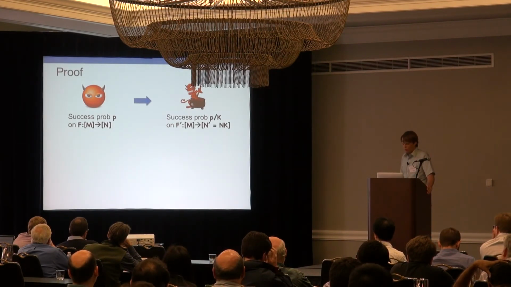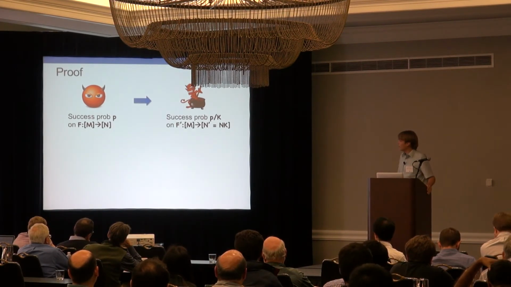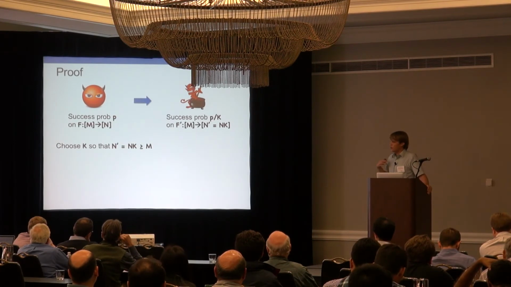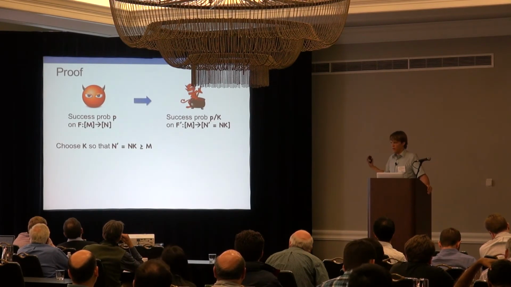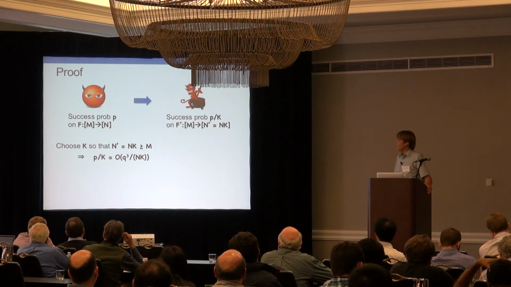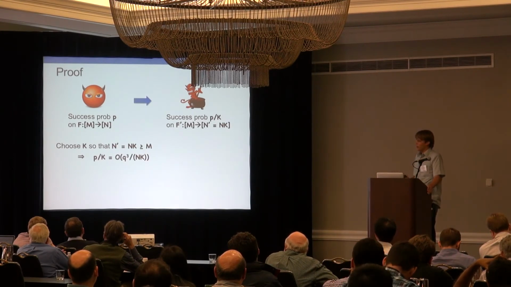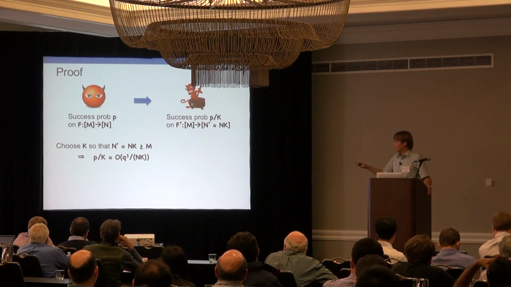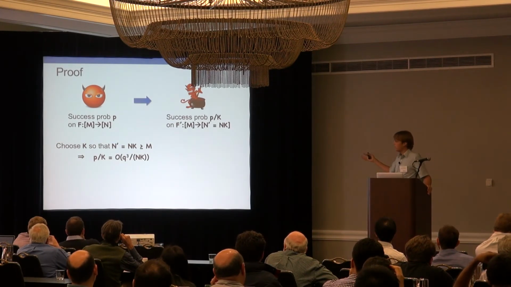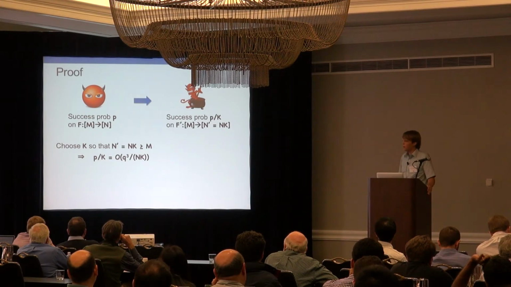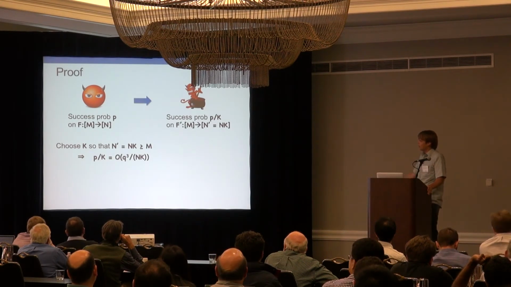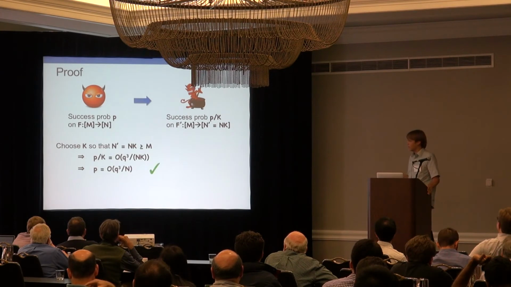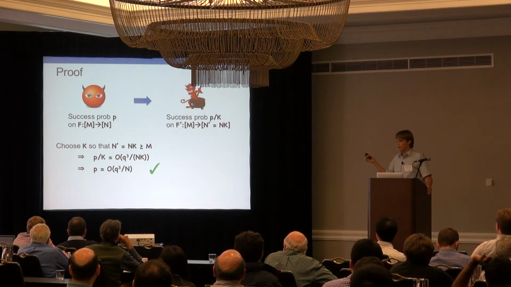And now we want to apply our lower bounds on this new adversary. So we just choose k big enough so that the function is expanding. And now we can apply the lower bound, and we get that his success probability p over k is at most q cubed over the new range size, which is n times k. And what's nice is in this expression, the k's just cancel out, and we're left with that p is at most q cubed over n.